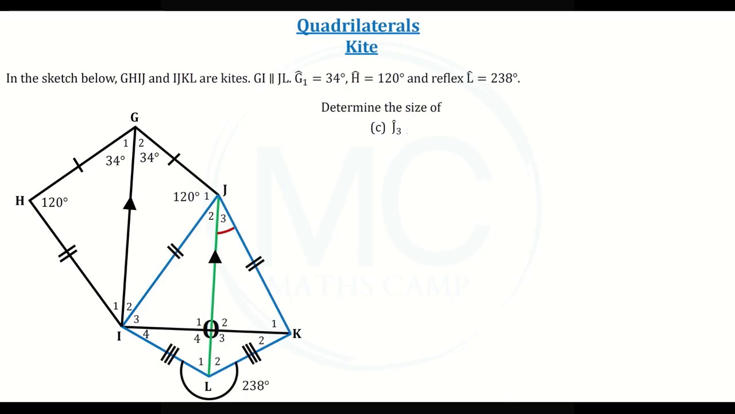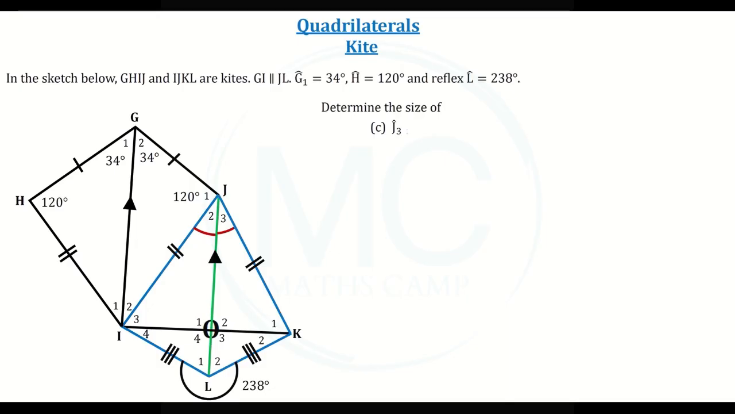We know the main diagonal bisects interior angles and cuts them into two equal halves. So the main diagonal cuts J into J2 and J3. So J2 is equal to J3. So let's make J2 red as well. Now we know that angle J2 is equal to J3, but without the size of angle J, we can't find the size of these angles.